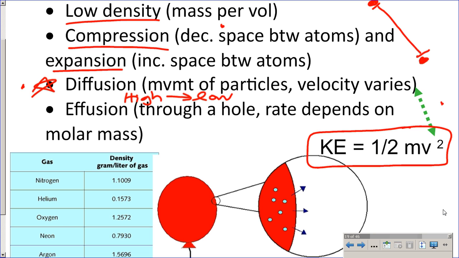KE means what? Kinetic energy. 1/2 m, which is mass, and v, which is velocity. Velocity is speed, okay? So the equation is KE = 1/2 mv squared.